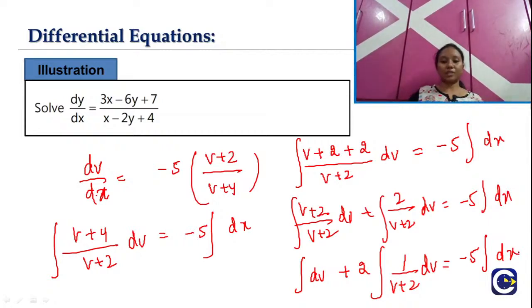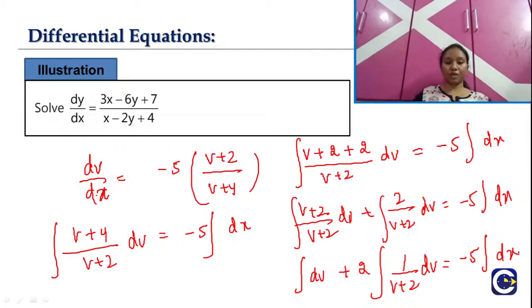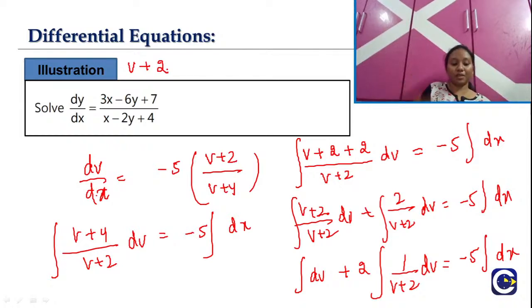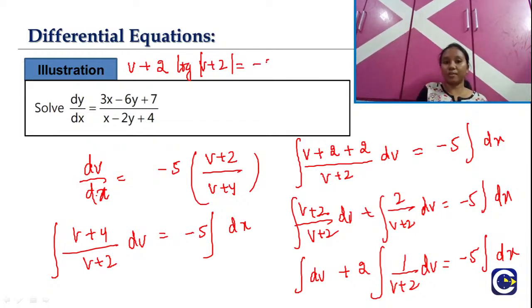So now it has been converted into a very simplified version here. So the integration of dv over v plus 2 is 1 by v plus 2, which means the integration here will be log of v plus 2. And on the other side it is minus 5 into the integration of dx, so it will be minus 5x plus constant c.